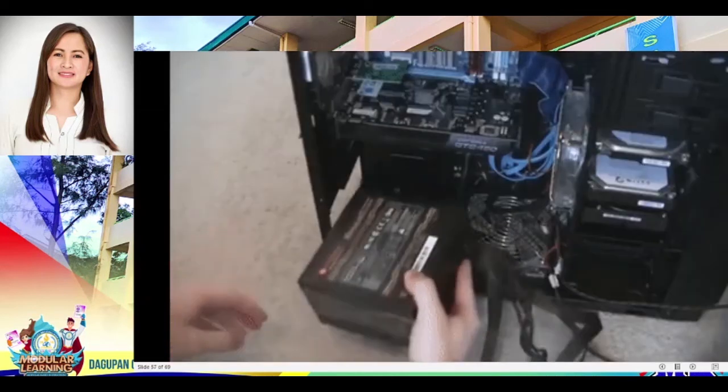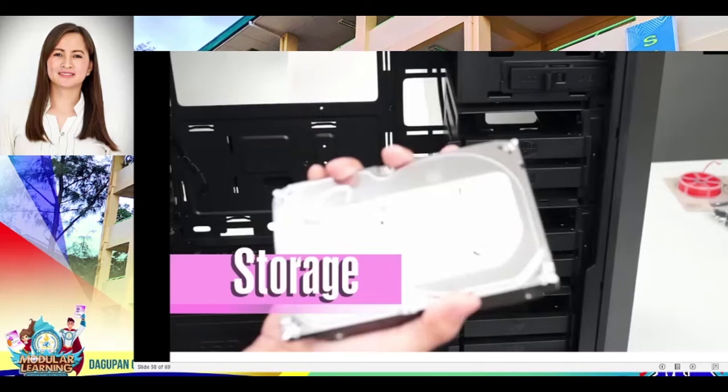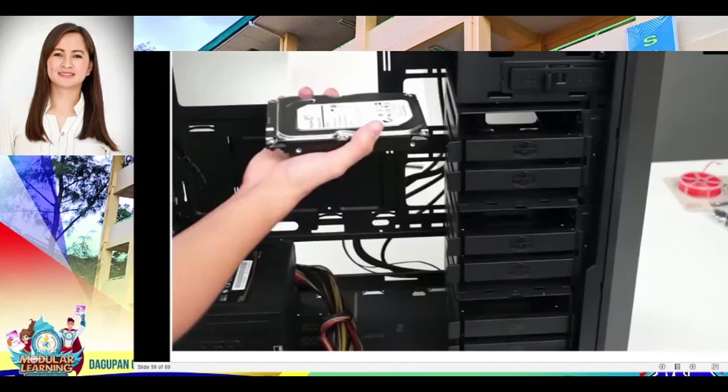Next, the power supply. Consult your manual for details, then follow this direction to install the power supply. Align the mounting holes in the case and power supply as shown. Insert the screw and tighten.